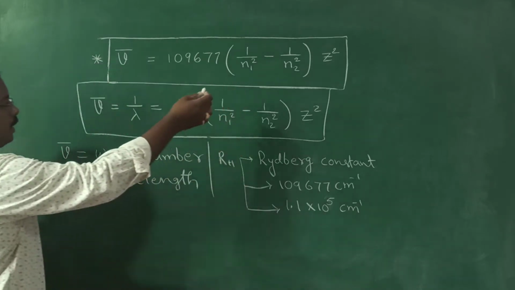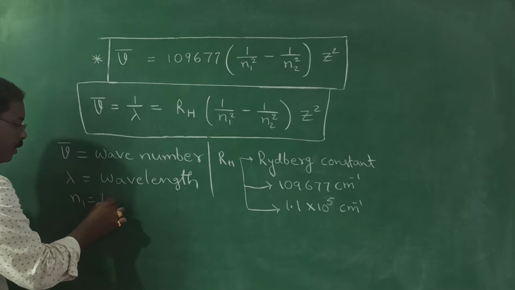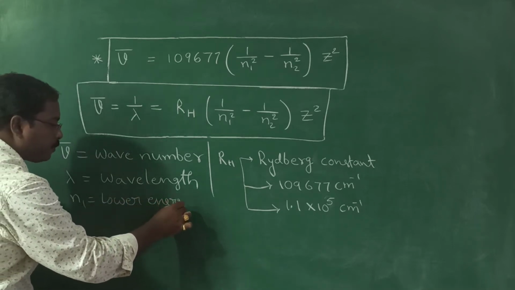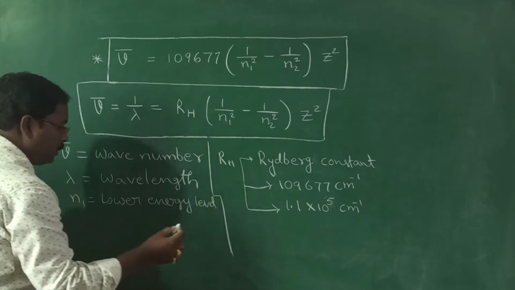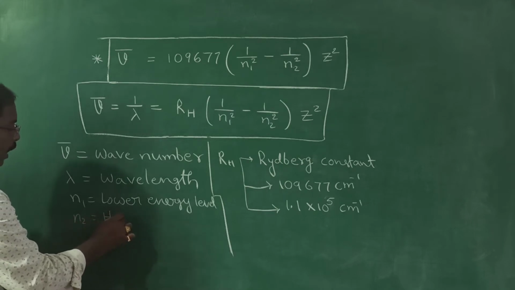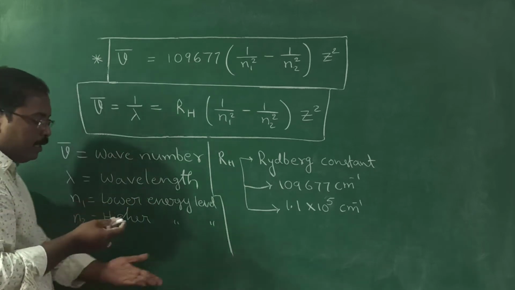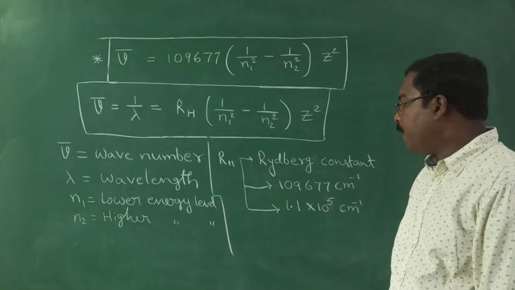Now, what is the other term in that? N1. N1 means lower energy level. N2 means higher energy level, meaning higher orbit. We already discussed this in the tabular form.